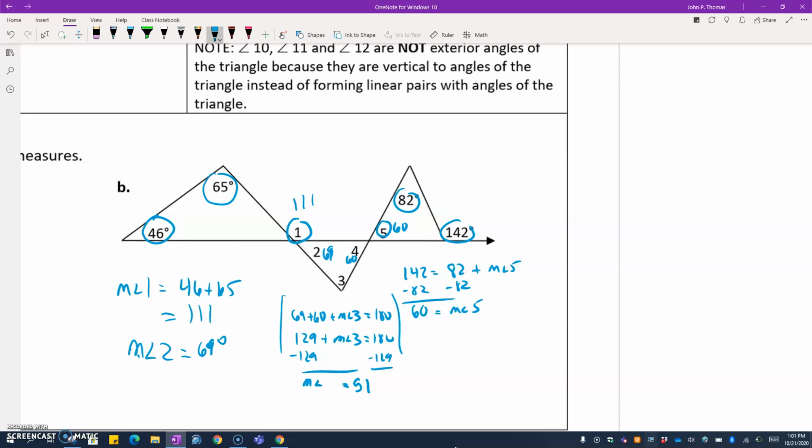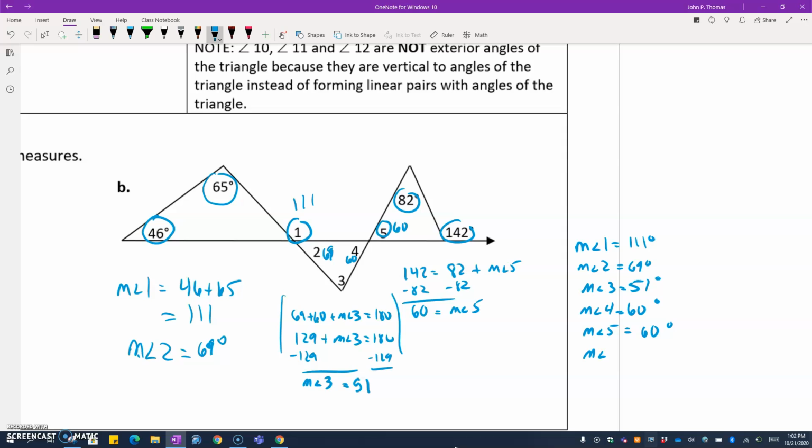Now, since there's a lot going on in this one, I'm going to go ahead and summarize just real quick all the ones they asked for. So measure of angle 1 equals 111. Measure of angle 2 equals 69. Measure of angle 3 equals 51. Measure of angle 4 equals 60. Measure of angle 5 equals 60. Oh, there was only 5.